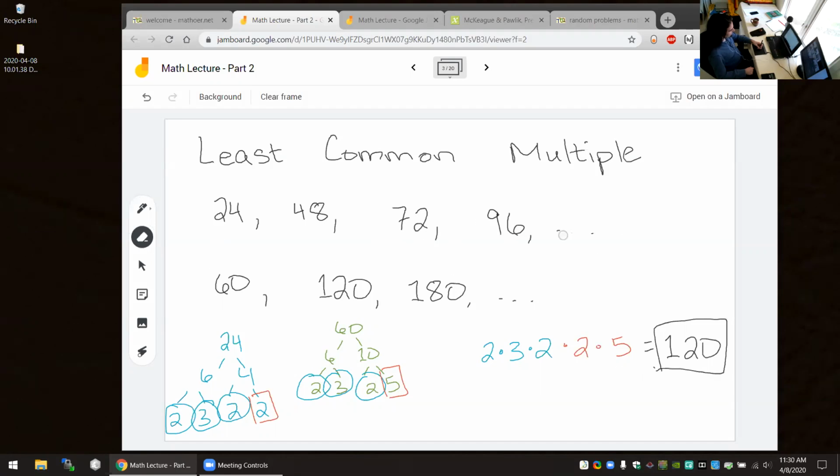I can spoil the party, or not spoil the party now. If I kept going, then this would get to be 96 and 24 is indeed 120. If I didn't stop early on purpose, I could have said, aha, and there is my least common multiple, the smallest one on both lists.